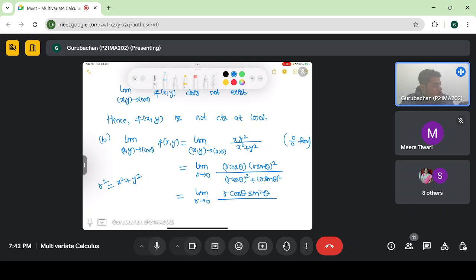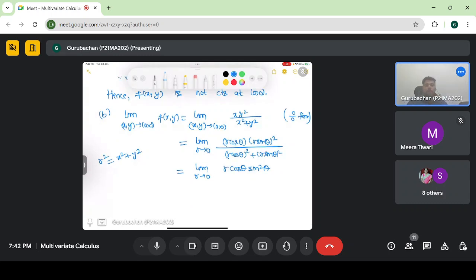I am skipping one or two steps. It will come out directly to be this. I hope everybody is clear with these steps, how it is coming out. Shall I proceed? Yes, sir.